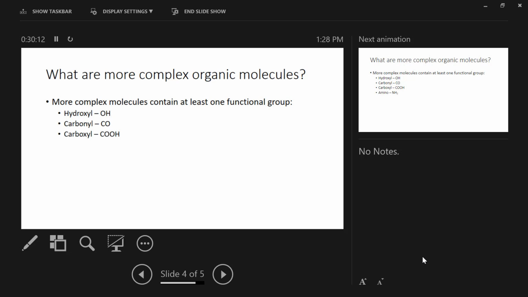Then we've got a carboxyl group. COOH. And so in a carboxyl group, one of our carbons is double bonded to an oxygen and then singly bonded to another one that's bonded to a hydrogen.